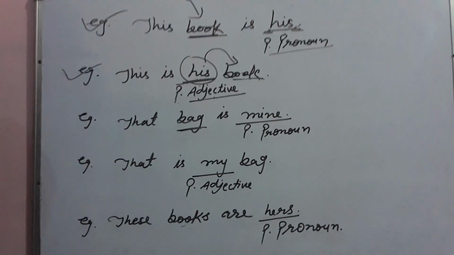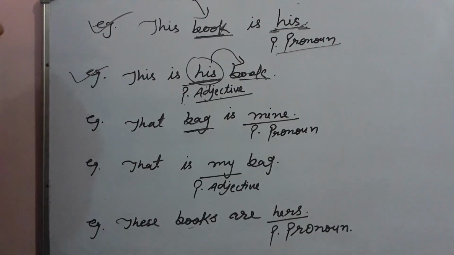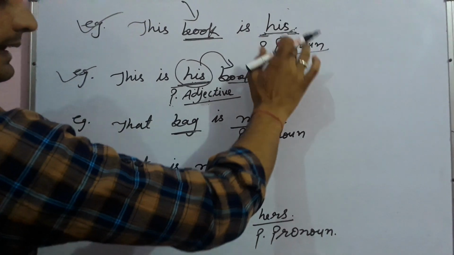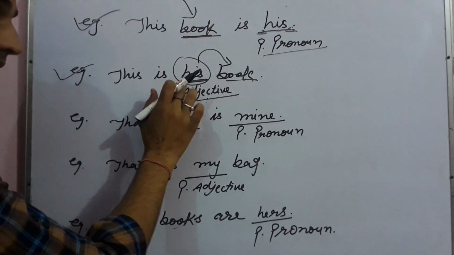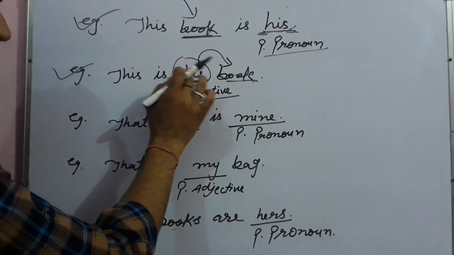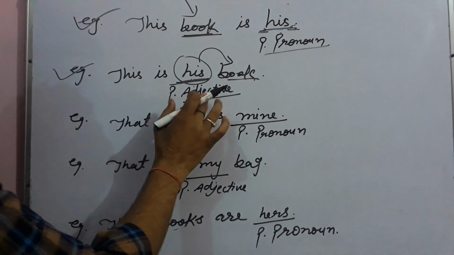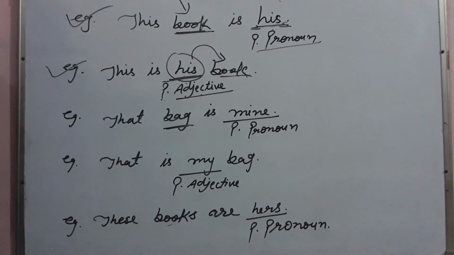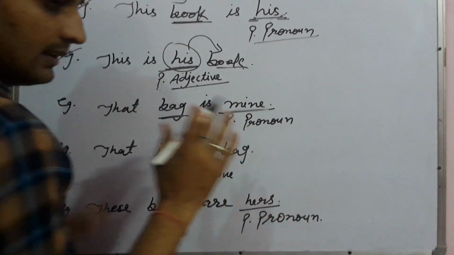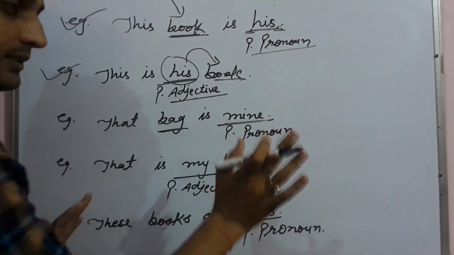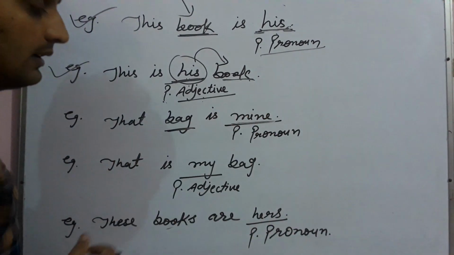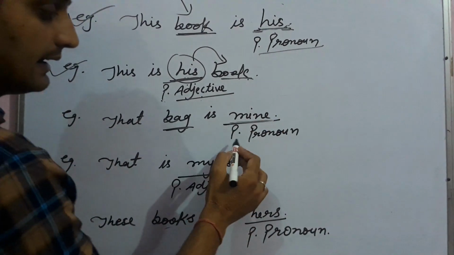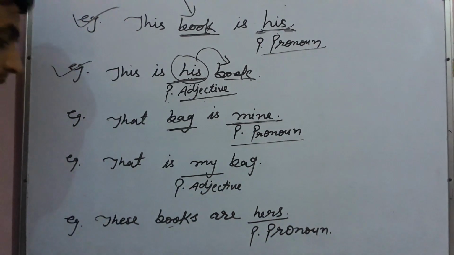What is the difference? Because this one is not followed by a noun, that's why it is in the category of pronoun. But this one is followed by a noun, that's why it is in the category of adjective, possessive adjective and possessive pronoun. Next one, that bag is mine. Mine word is not followed by a noun, that's why it is a possessive pronoun.